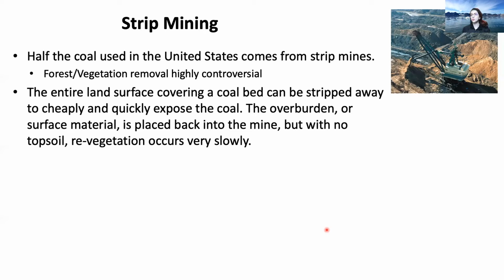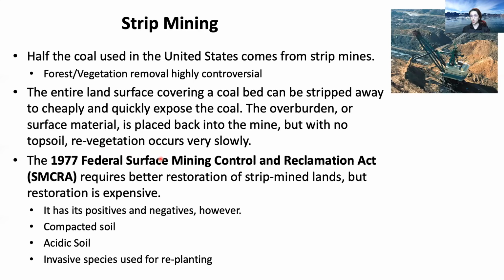And of course, as you can imagine, that forest and vegetation removal is highly controversial. The entire land surface covering a coal bed can be stripped away. And, in all reality, it's actually a cheap and quick process to access that coal. That overburden, that surface material, that rock and that soil is placed back into the mine. But of course, there's very little or none at all topsoil or revegetation that is actively planted, and any revegetation that occurs naturally occurs very slowly.